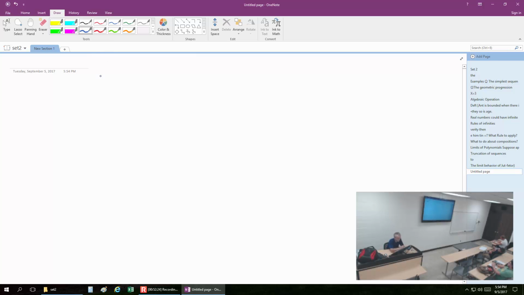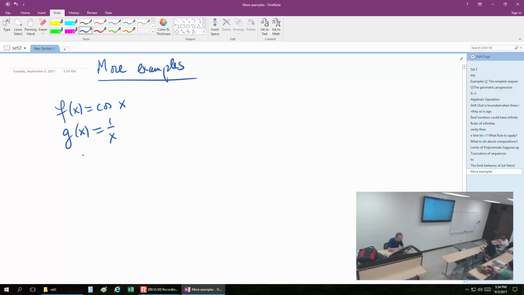So, more examples. The functions I want to look at are cosine x. We are following pretty much the same idea, but in a more specific way. g of x is 1 over x, and h of x is equal to sine 1 over x.